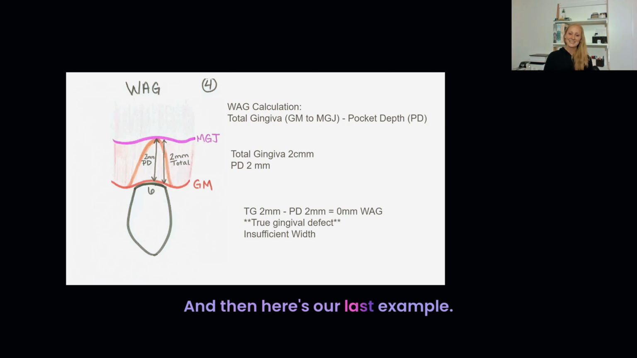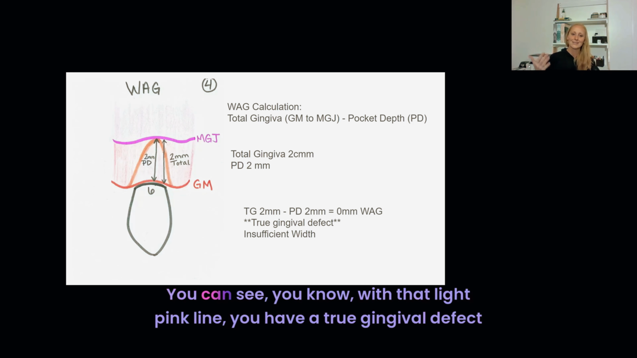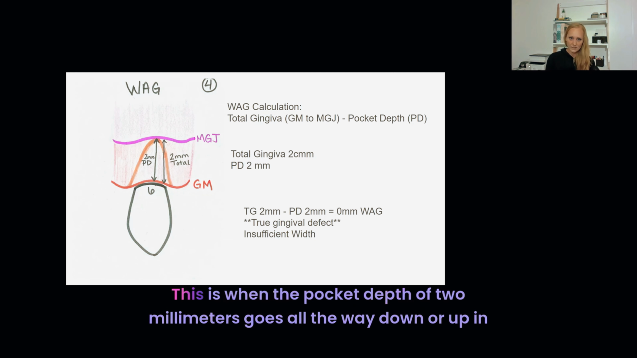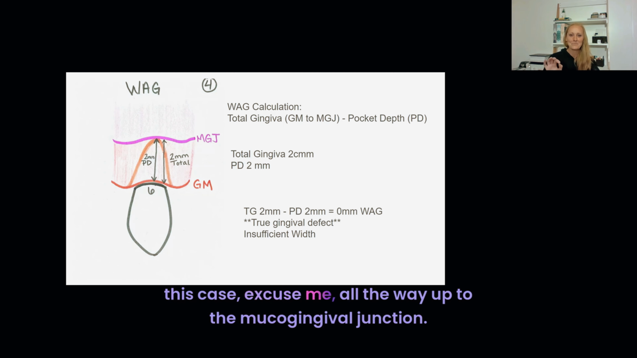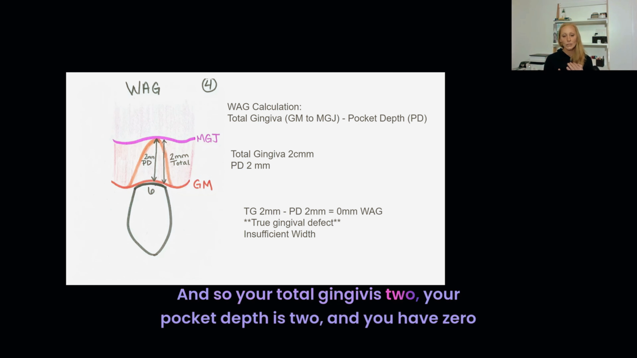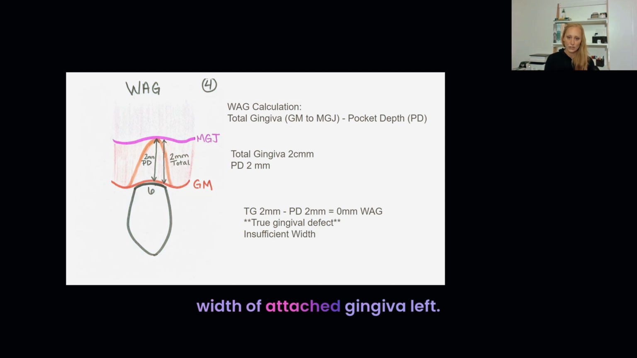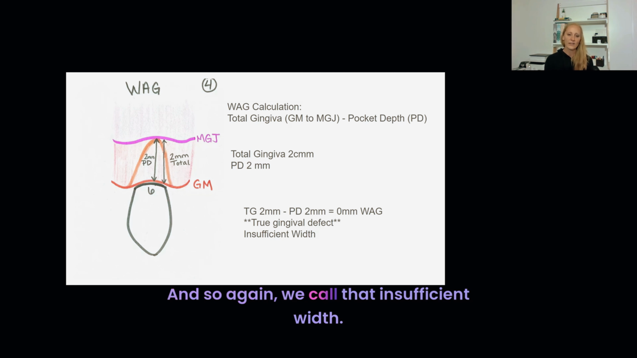And then here's our last example. And again, I love visual learning. And so this to me really makes sense. You can see, with that light pink line, you have a true gingival defect here. So this is insufficient width. This is when the pocket depth of 2 millimeters goes all the way down, or up in this case, all the way up to the mucogingival junction. And so your total gingiva is 2, your pocket depth is 2, and you have 0 millimeters of width of attached gingiva left. And so again, we call that insufficient width.